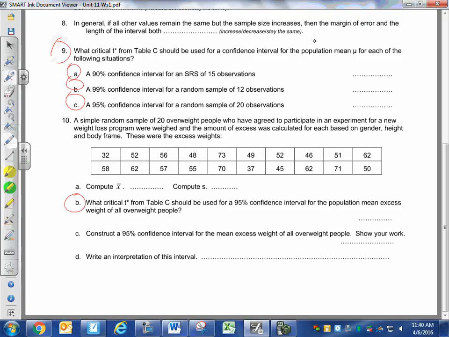If you do not have a calculator, at least write down what you would plug into your calculator. And then borrow somebody else's calculator to plug it in.